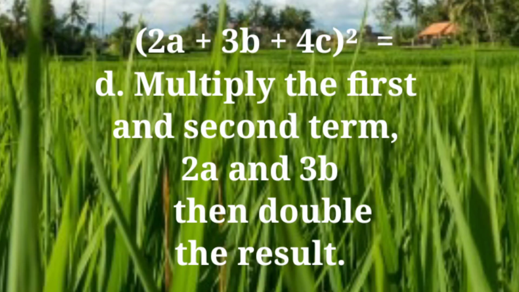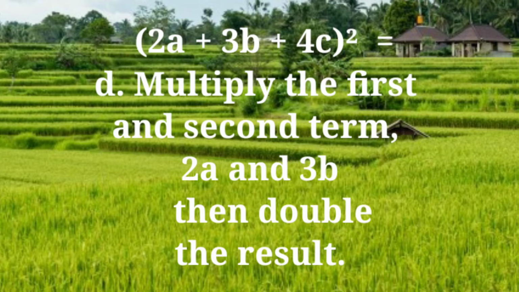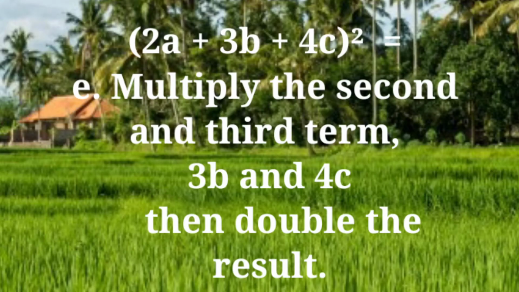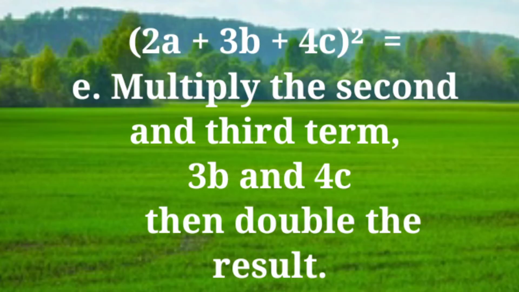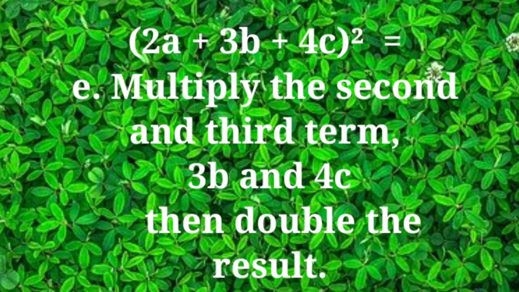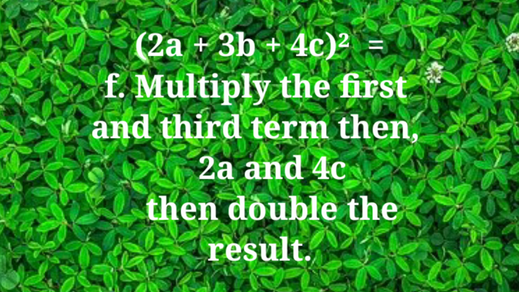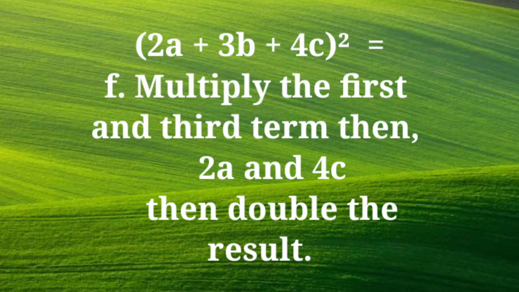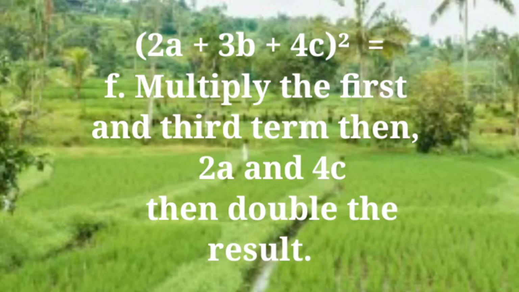D. Multiply the first and second term, 2a and 3b, then double the result. E. Multiply the second and third term, 3b and 4c, then double the result. F. Multiply the first and third term, 2a and 4c, then double the result.